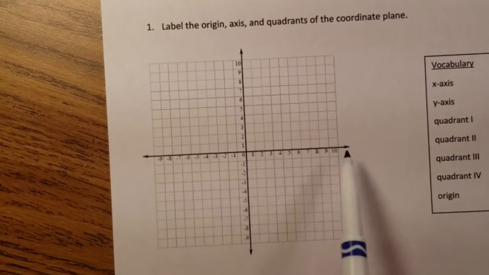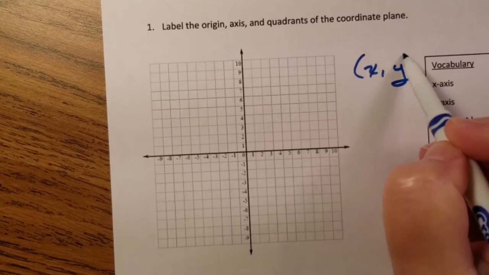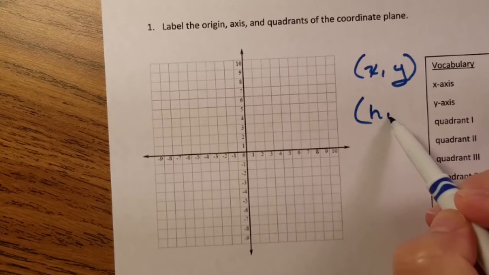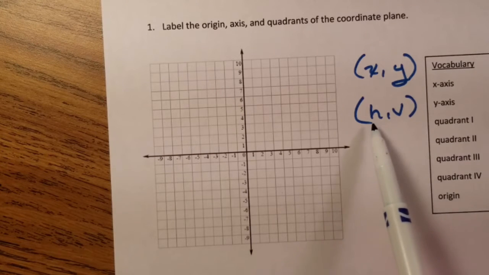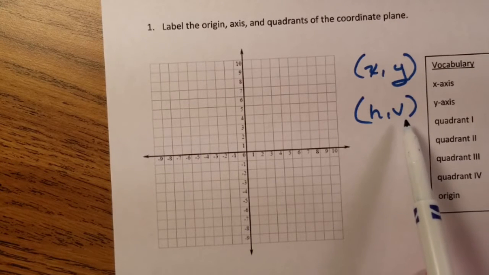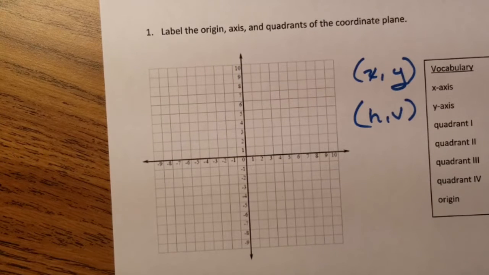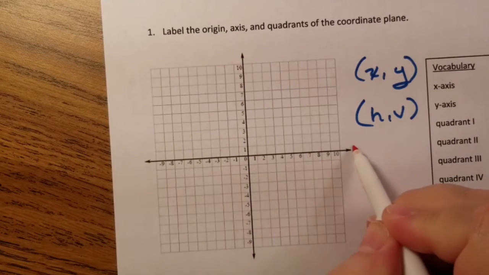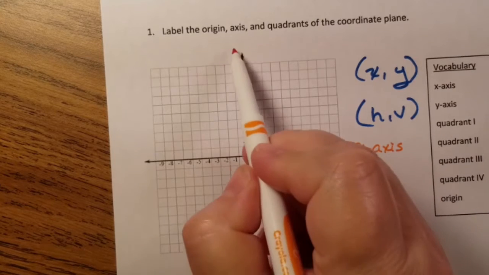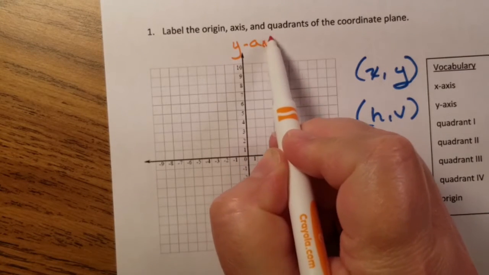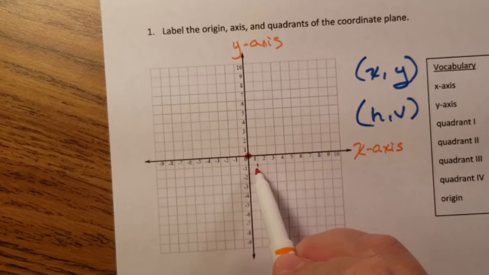Okay, so we start with x is the horizontal. We have x, y, just like the horizontal and vertical. If x and y is in alphabetical order, horizontal and vertical is also in alphabetical order. So this is your x-axis. Up and down is your y-axis. And where the two meet at the 0 is called your origin.